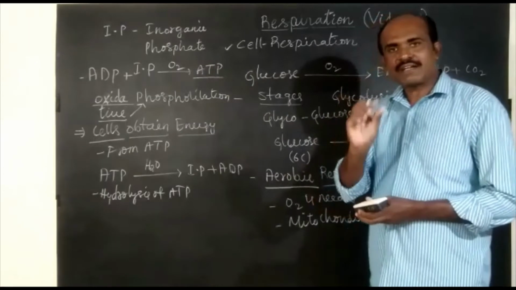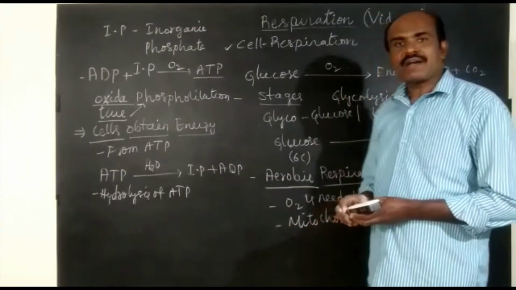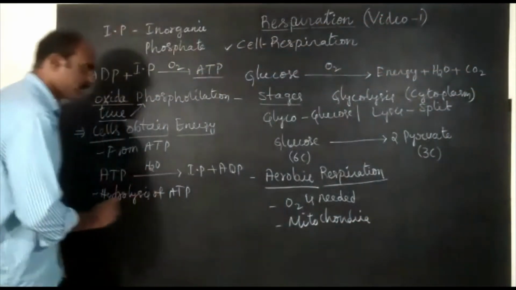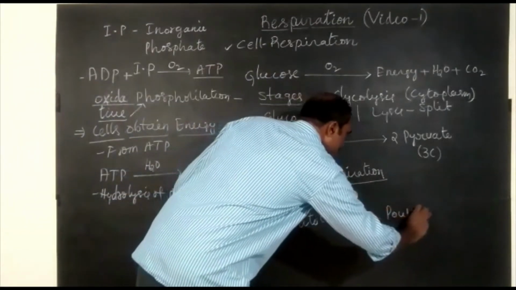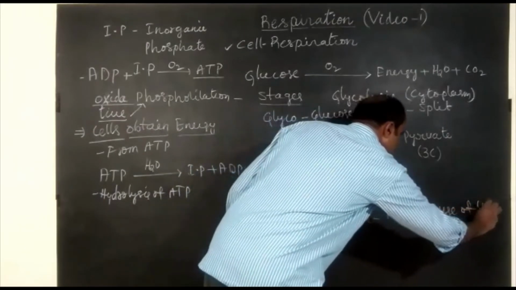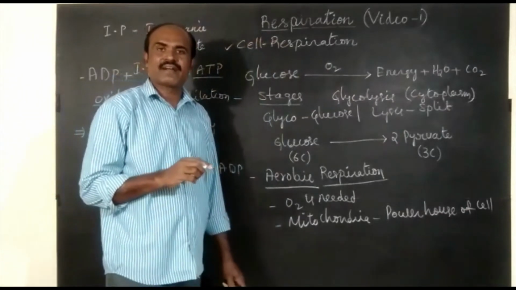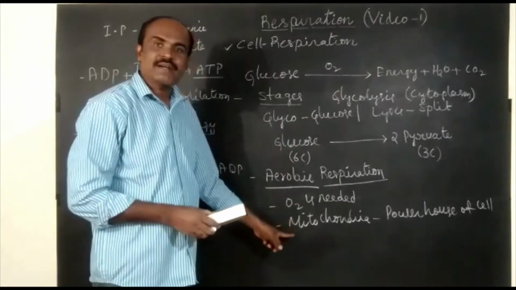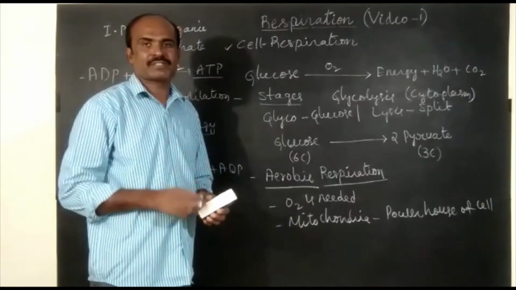Now let us understand very important thing. Mitochondria are called powerhouse of cell. Why are mitochondria called powerhouse of cell? Because energy is released in mitochondria and energy is stored in mitochondria. That is why mitochondria are called powerhouse of cell. Very important from your examination point of view.